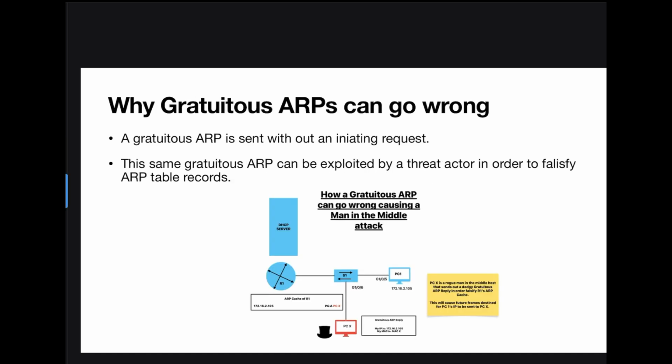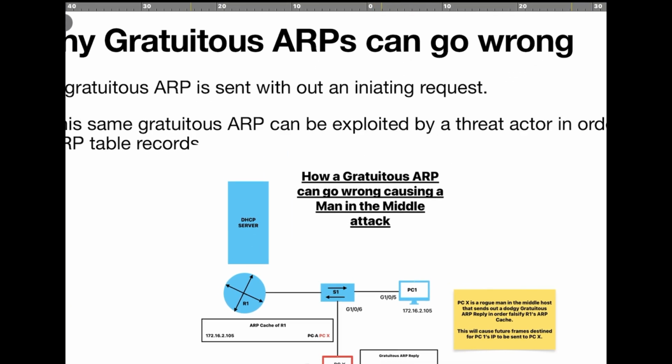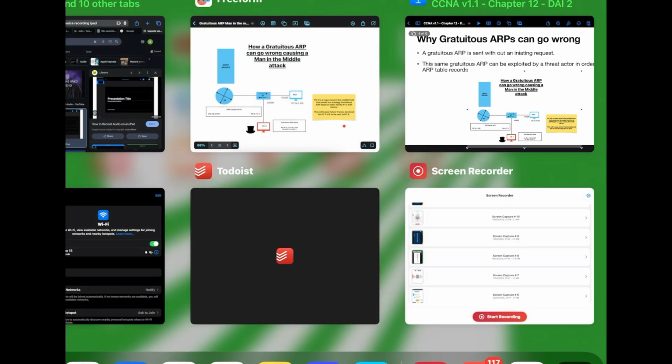And gratuitous ARPs. Now, a gratuitous ARP is one that's sent out without an initiated request. Remember that broadcast message that I spoke about? That doesn't happen here. Instead, a gratuitous ARP is just sending a reply. It's just sending a reply saying, remember what PC2 was saying? This is my MAC address, now you can contact me. Well, in this case, that reply can be altered by a rogue client, and this gratuitous ARP can be exploited. So what I'm going to show you now is how this can go wrong.